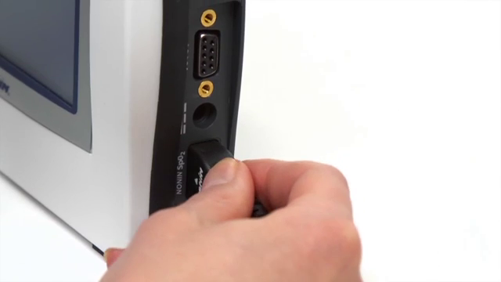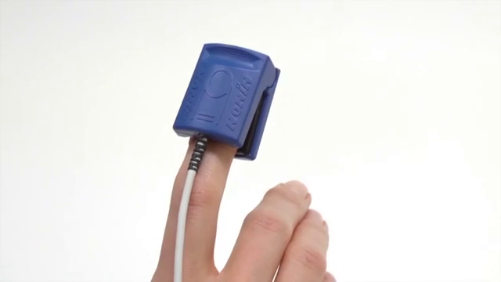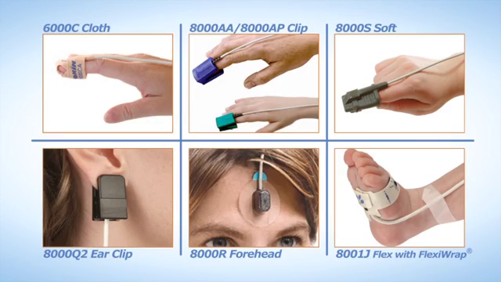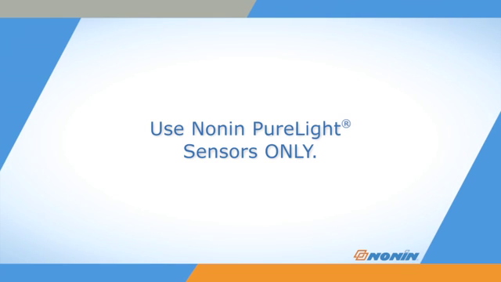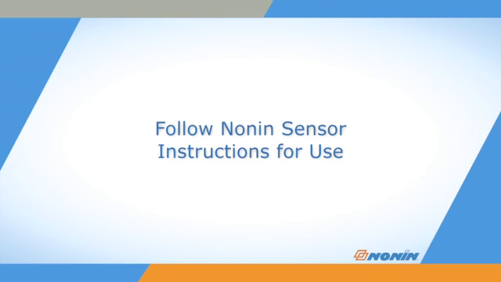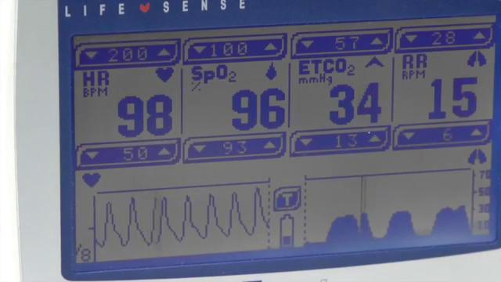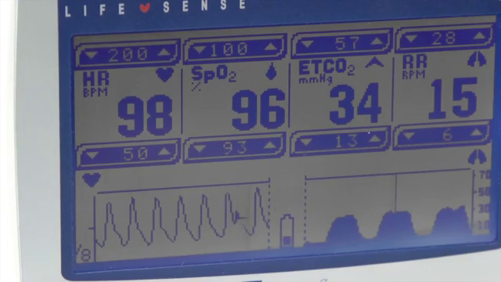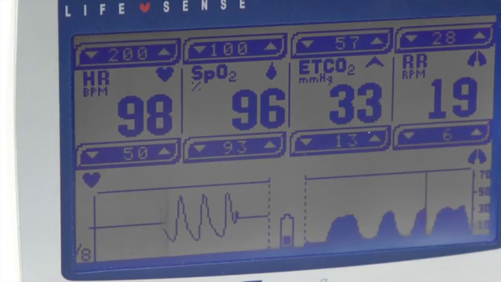The LifeSense Capnography and Pulse Oximetry Monitor has a cable connector on the right side of the monitor to attach a Nonin PureLight brand SpO2 sensor. The LifeSense monitor is designed for use with Nonin brand sensors only. Do not use the LifeSense unit with other brand sensors, and follow the sensor instructions for use for proper sensor placement and care. SpO2 and pulse rate display on the left side of the screen along with the ETCO2 and respiration data.